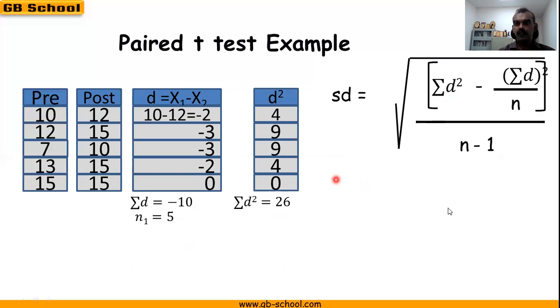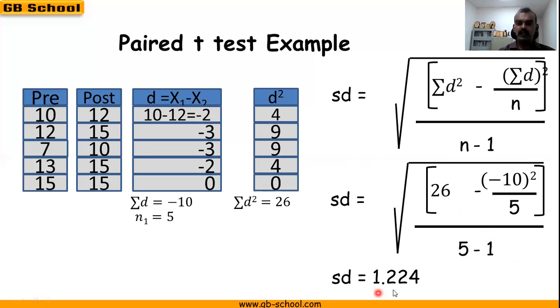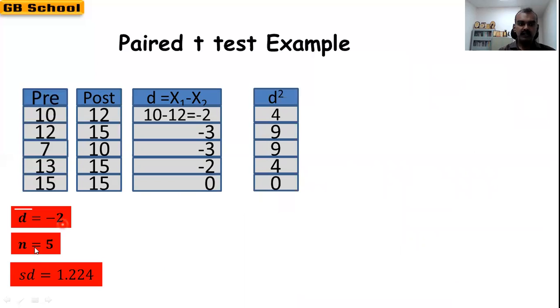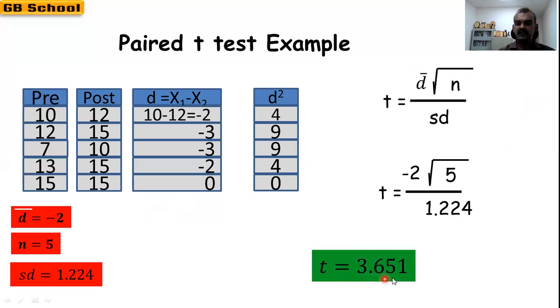So we got sum of d square as 26, sum of d as minus 10, and n. Substitute in the formula: 26 minus 10 whole square divided by 5, whole divided by 5 minus 1. If you solve this, you will get SD as 1.224. So we know d bar is minus 2, n is 5, SD is 1.224. Then use it in the formula: t is equal to d bar into square root of n divided by SD. Computing, minus 2 into square root of 5 divided by 1.224, we get the value of t as 3.651. This is the calculated t value.